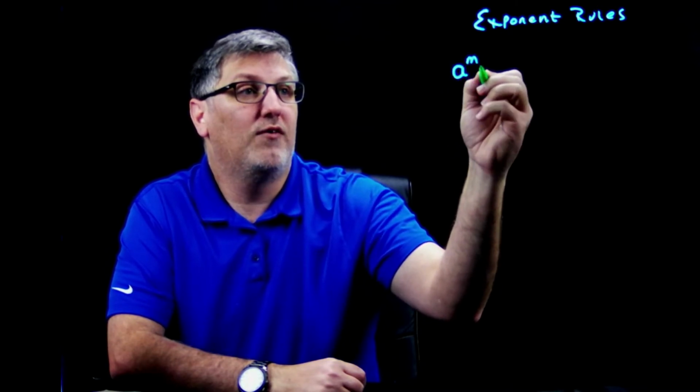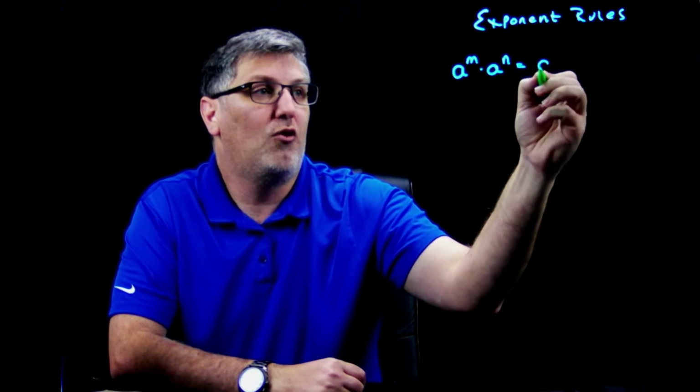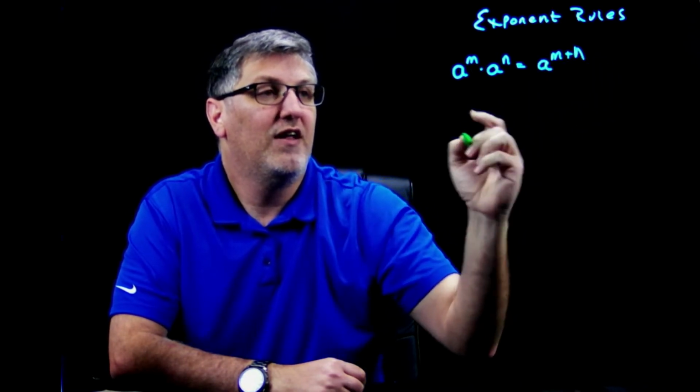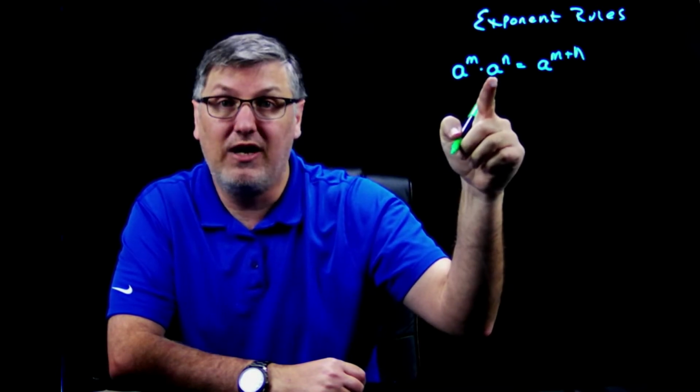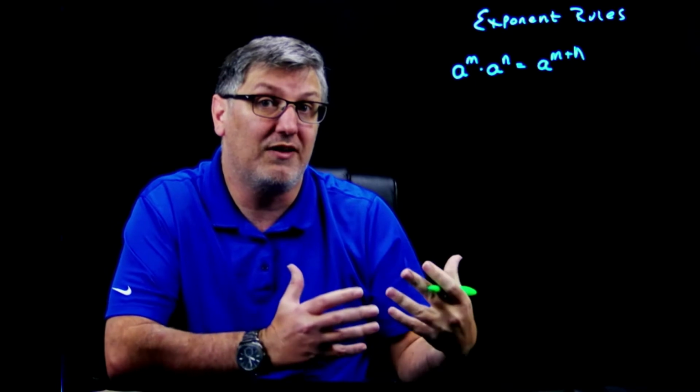So the first rule is going to be a to the power of m times a to the power of n. And that's always going to be a to the m plus n. Now here's the key. If you notice a right here, it's the same letter. That means it has to be, that's called a base. It's going to have the same base.